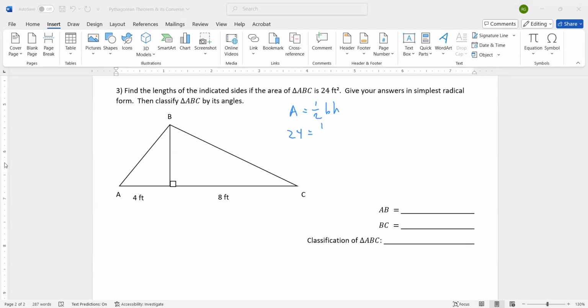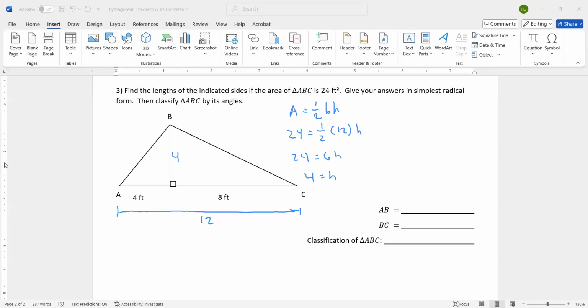So I'm going to put 24 in for the area because I know that. The base is the whole bottom here. Now the whole bottom is 12, 4 plus 8. I don't know what the height is yet, but I'm going to figure that out. So 1/2 of 12 is 6. Divide by 6, I get my height is 4. Now I can use the Pythagorean theorem to find AB and the Pythagorean theorem to find BC. I'm going to do those twice.